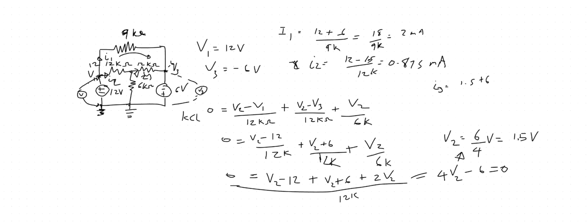Over 12K. My students keep dropping the K and coming up with the wrong answer in amps. And then what is that? 0.625 milliamp. Good. That's I3. What about I4?